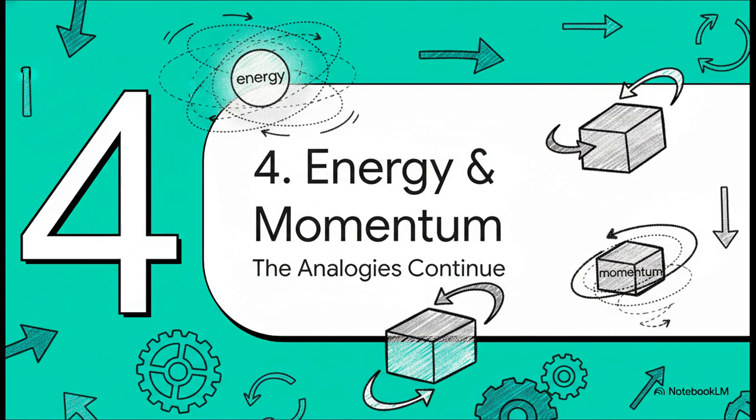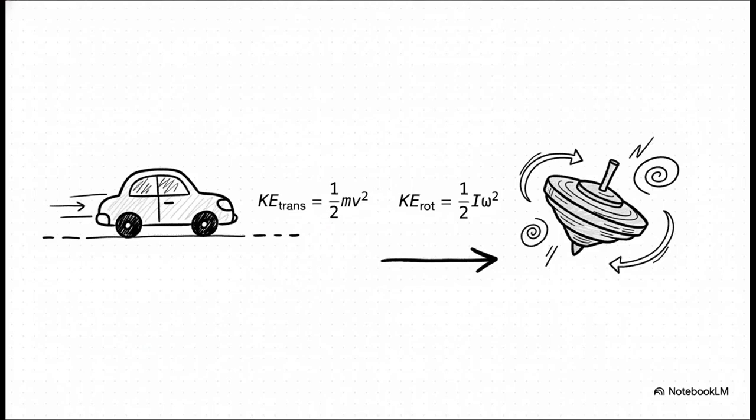It doesn't stop at forces and mass. It works for the big concepts too, like energy and momentum. The pattern is just everywhere. Take a look here. On the left, that's your classic kinetic energy, the energy of motion, 1/2 mv squared. Now, look at the right. That's the energy of a spinning object.